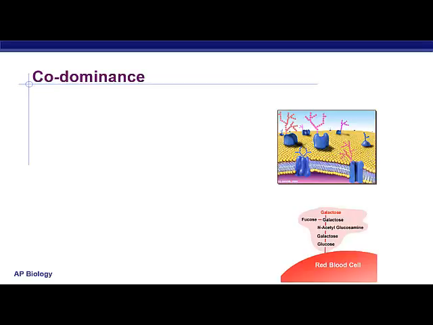So this falls under two different categories. Blood type does. The first category is codominance, meaning they're expressed equally but separately. And the second category that you're going to see blood type in is called multiple allele.